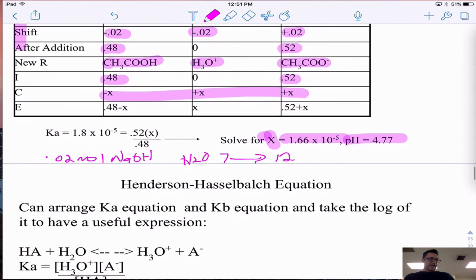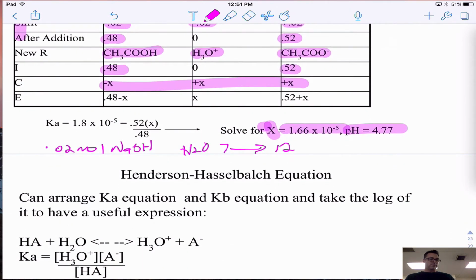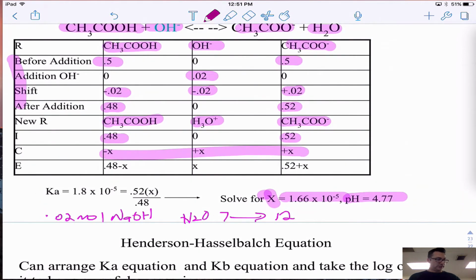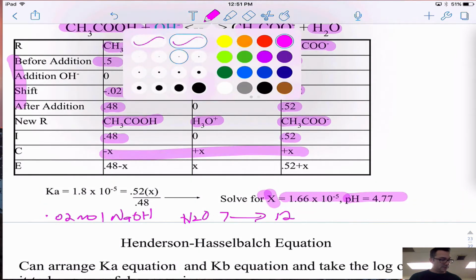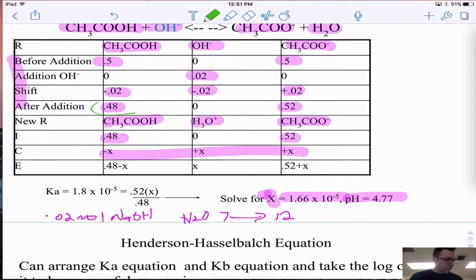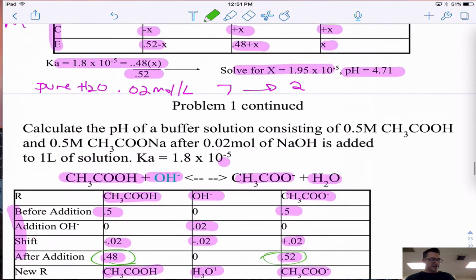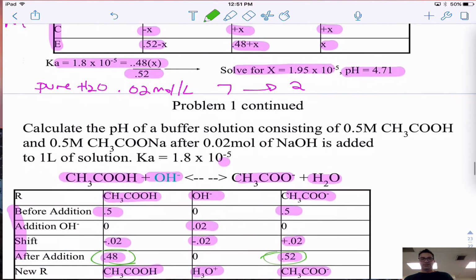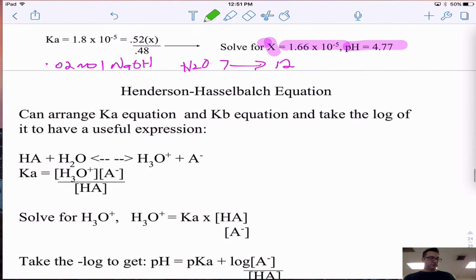So the last part that I want to show you for buffers is a little shortcut. Wouldn't it be so nice if I could just take this line here from the BASA table, these amounts, and just find the pH right from that? That would be amazing, right, if I didn't have to do a new ICE table. And you're probably saying to yourself, well, how does he do this? The answer is through the Henderson-Hasselbalch equation.